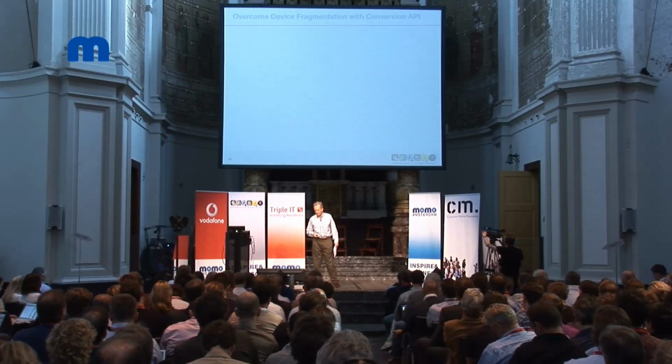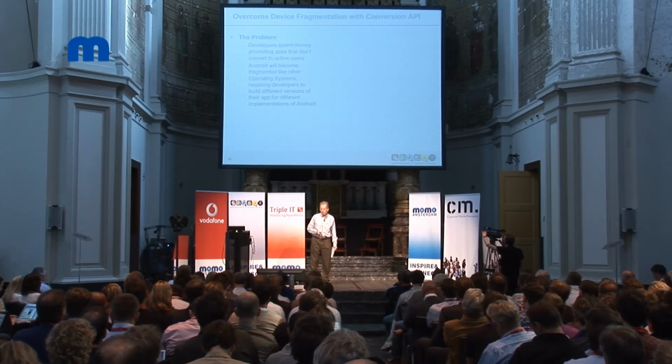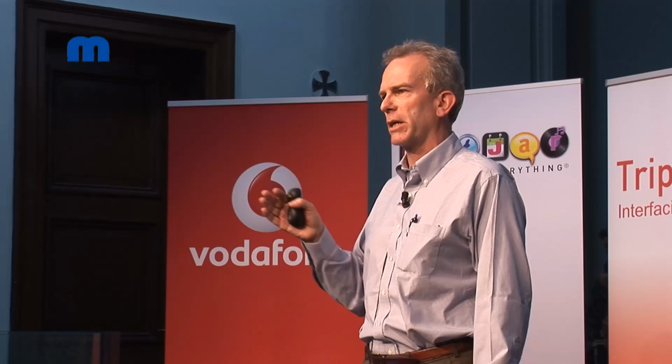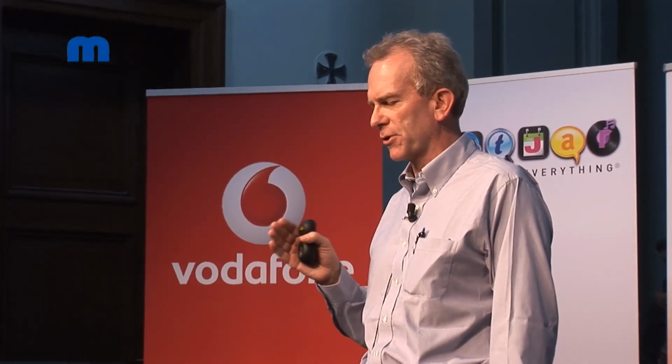We call it a conversion API. This conversion API is designed to deal with the problem that developers spend money marketing apps that eventually don't install on certain phones. And Android will become as fragmented as BlackBerry or Symbian or perhaps even Java, and that's already happening. If you talk to a lot of iPhone developers that are branching out from iPhone, they immediately run into this with Android today.